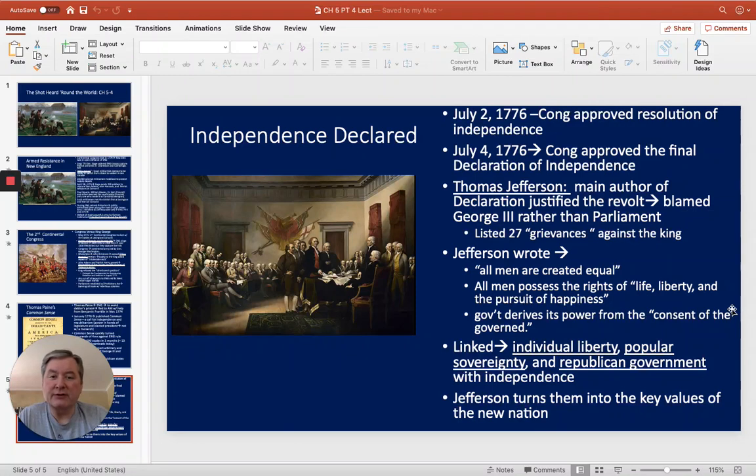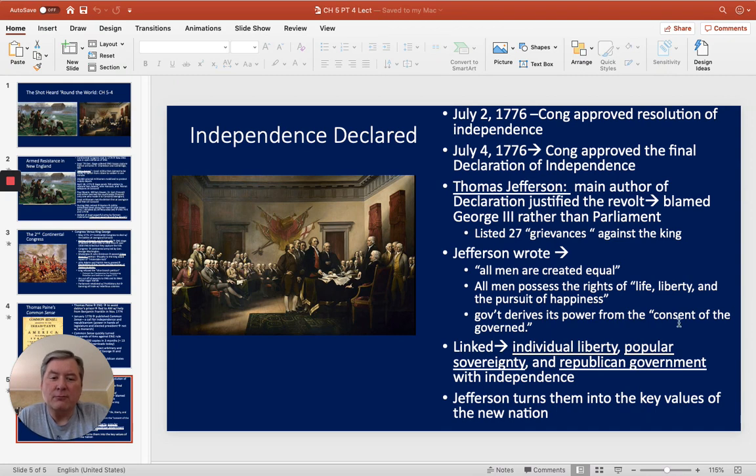That's originally done on July 2nd as the approval. July 4th is the final approval of the Declaration of Independence. Thomas Jefferson, of course, wrote that. It starts off with a laundry list of grievances against the king, but the most important parts are: all men are created equal, all men possess the rights of life, liberty, and the pursuit of happiness, and government derives its power from the consent of the governed.